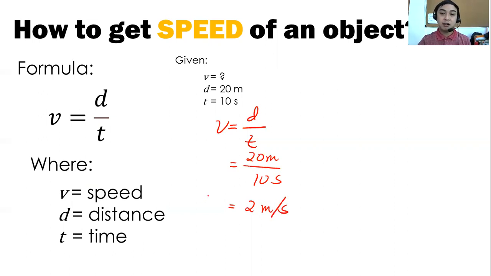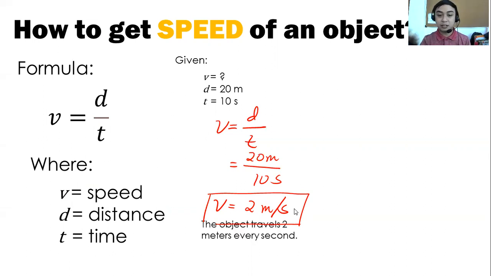So the speed of this particular object, which traveled 20 meters in just 10 seconds, is 2 meters per second. It means that this particular object travels, or traveled, 2 meters every second. So this is the speed of the object.